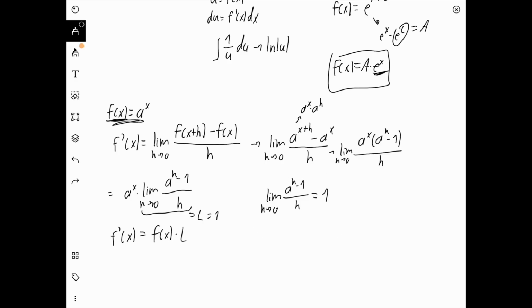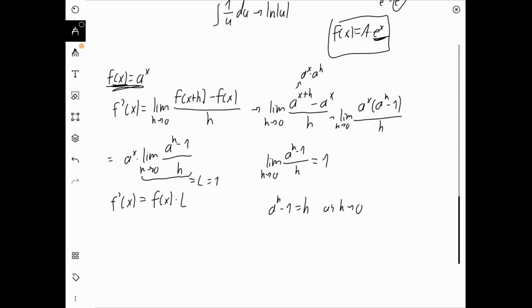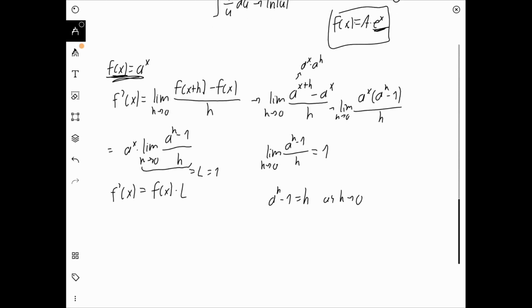And if we can find an a such that this limit holds, then we can substitute this a that we find into here, and then we can say that this function truly is equal to its own derivative. So now how do we work with this limit? Well, first of all, we can see that a to the power of h minus 1 has to equal h as h goes to 0, because if they equal each other, that's just going to equal 1. But we're looking at this before we apply the limit.